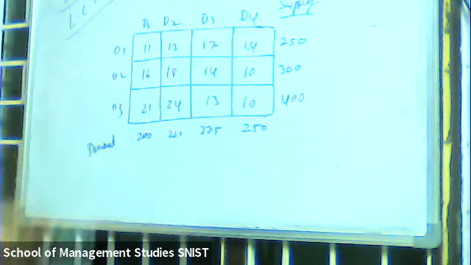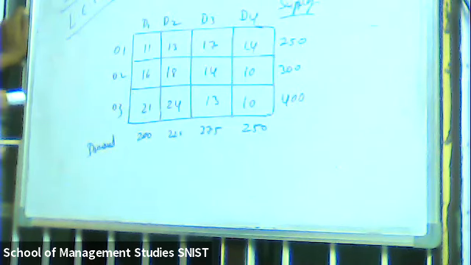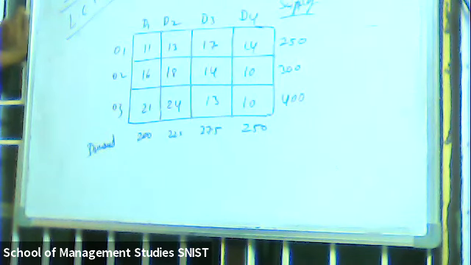Now what is next step? Finding the least value in the table. Okay, which one is the least value? There are two least values, sir. There are two tens. Yeah, 2 tens.